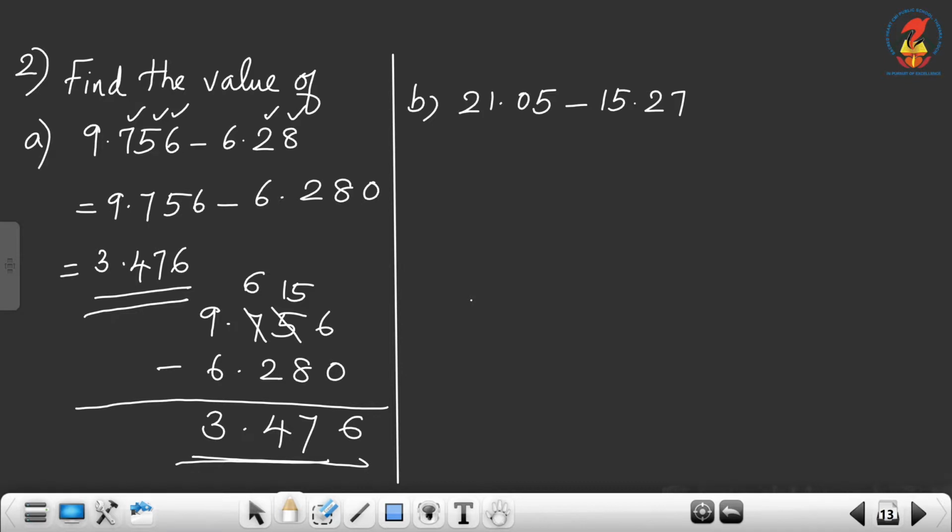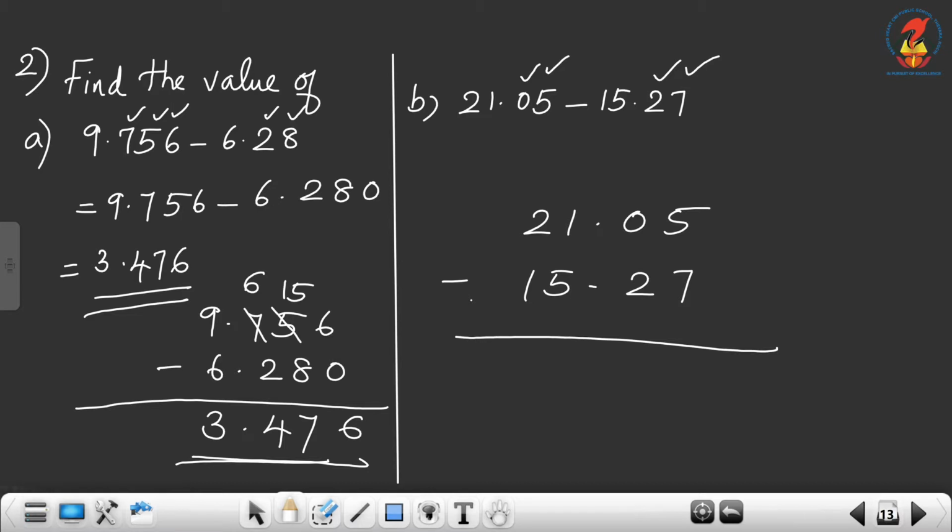Next question. 21.05 minus 15.27. Count the number of decimal places, 2 decimal places. Here also we have 2 decimal places. So both of them are like decimals. Now write down the first one, 21.05 minus 15.27. 5 minus 7 is not possible, so we have to borrow from 2, it will become 1. So this one will become 11.